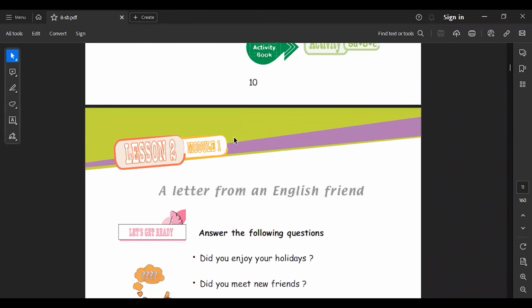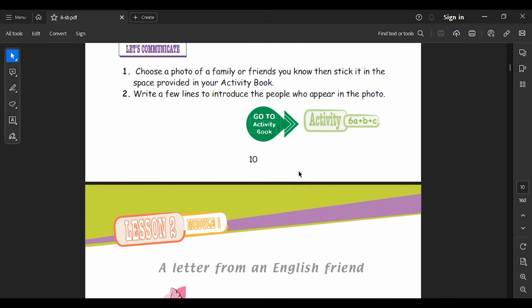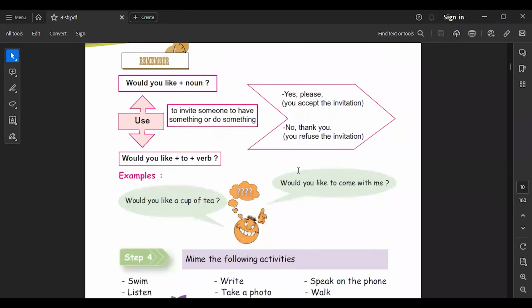Okay, so next session we are going to see lesson number 2 which is a letter from an English friend. As I told you, this is very easy. The lessons are easy. You must grasp them from the first time. Okay, because it's like a chain. If I lose one link, everything is lost.